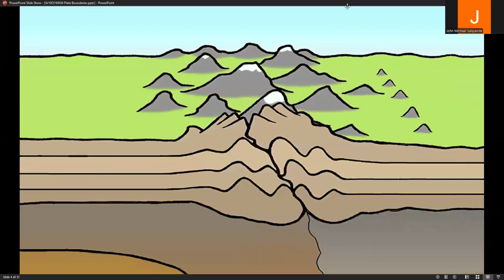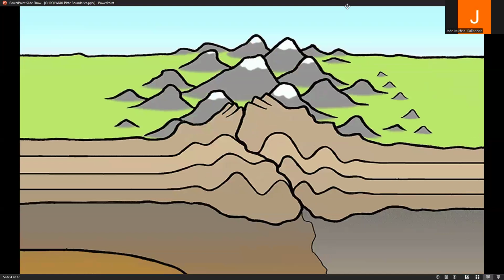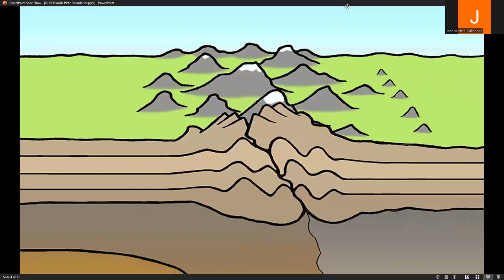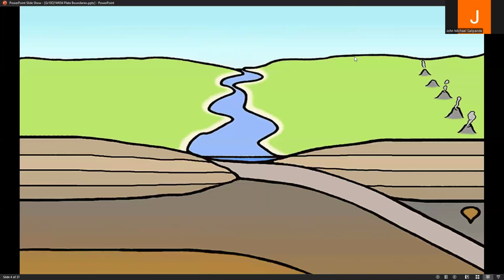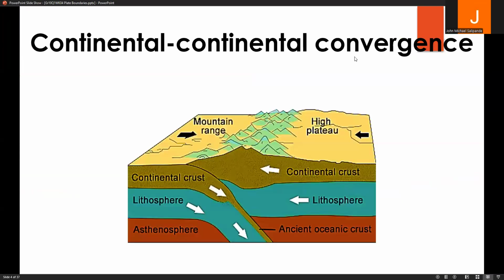As you can see here on the left side, there is a continental crust. And on the right side, there is another continental crust. The first convergent boundary is continental-continental convergence. So for those who were absent yesterday and weren't able to witness the simulations in the PhET simulation, I will simulate them for you.